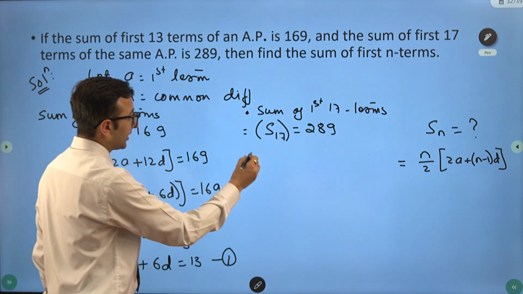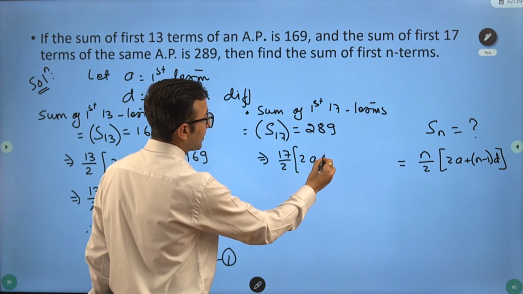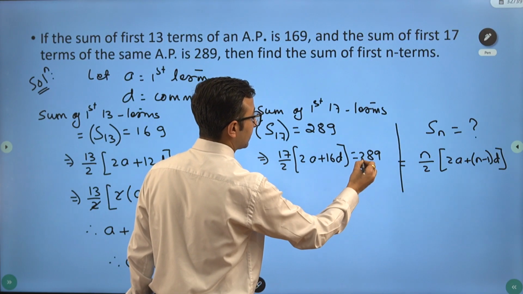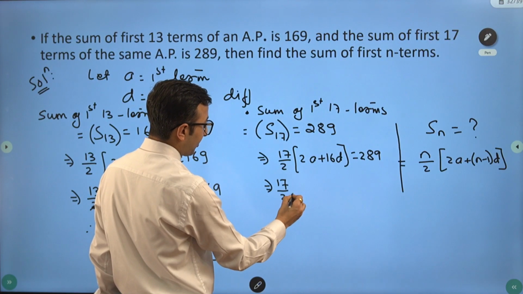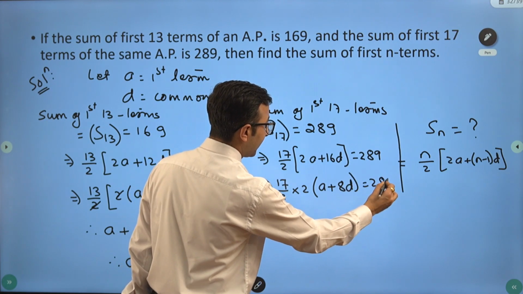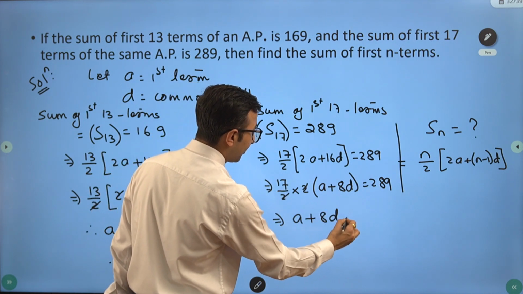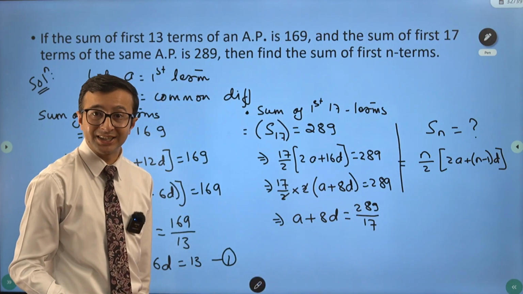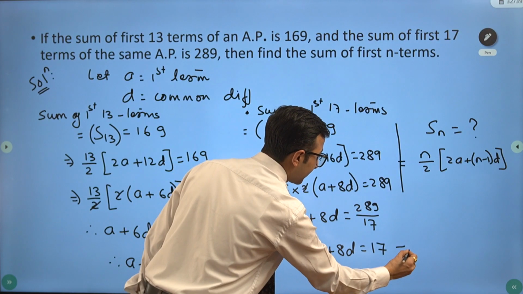Similarly, we'll find the second equation. It will be 17 divided by 2, 2a plus 16d, which is equal to 289. Here also, if you take 2 as common, we will have a plus 8d, which is equal to 289. The 2 can be removed here. So a plus 8d is equal to 289 divided by 17. Once again, 289 is the square of 17. That's why a plus 8d is equal to 17. This is equation number 2.